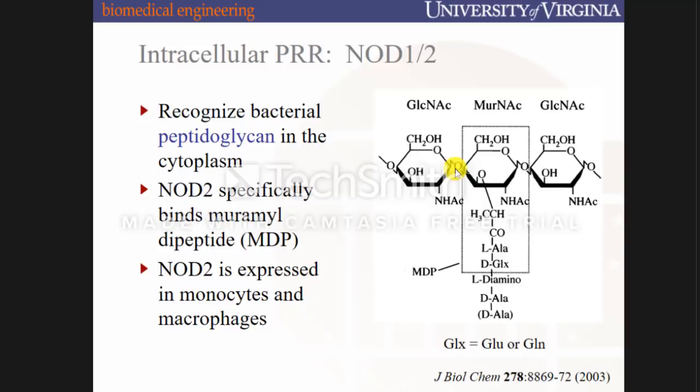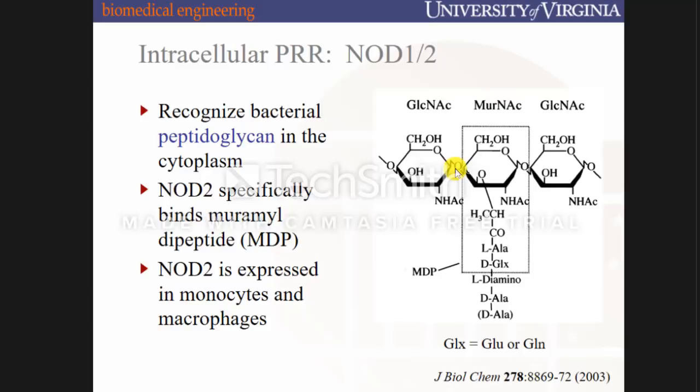Our last pattern recognition receptor that we're going to touch on is called NOD1 and 2. We'll be focusing specifically on NOD2 because of what we touched on earlier in this lecture. NOD2 recognizes peptidoglycans in the cytoplasm. And the way this works is NOD2 is expressed specifically in macrophages and neutrophils within the gut.